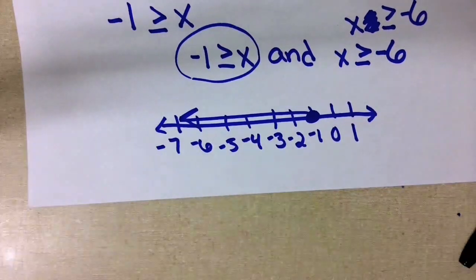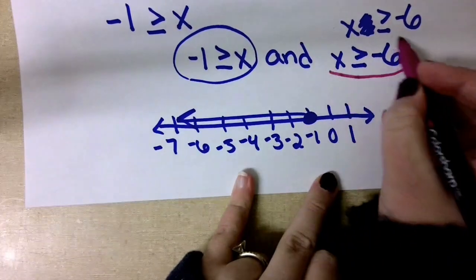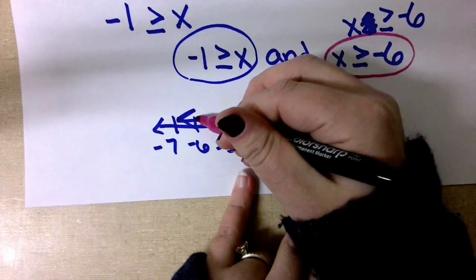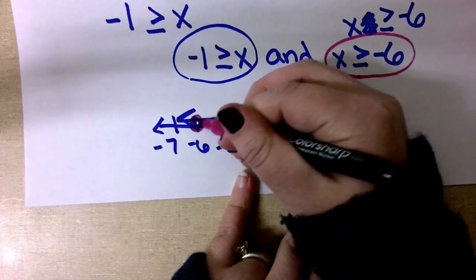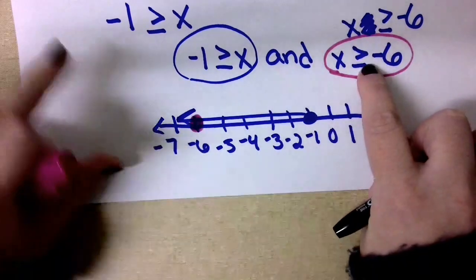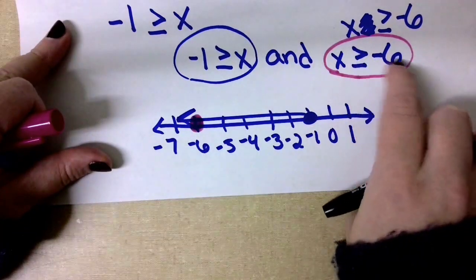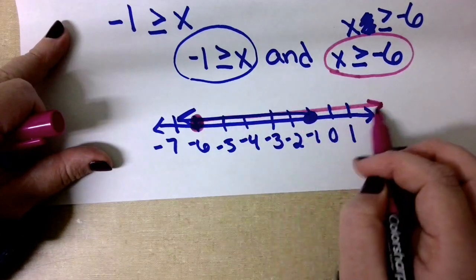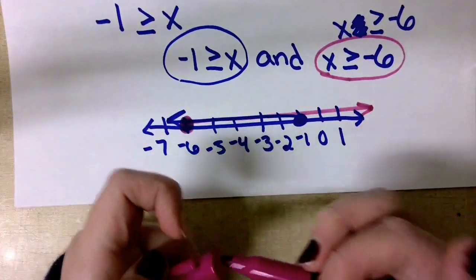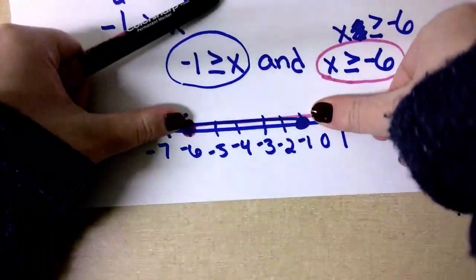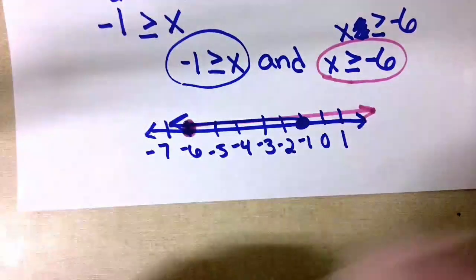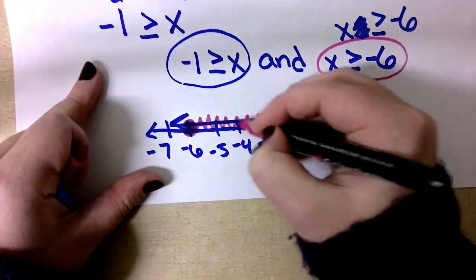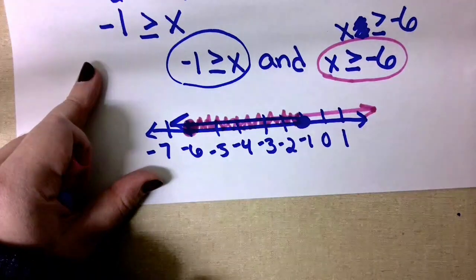And I'm going to do this one in pink. X is greater than or equal to negative 6. So go to negative 6, close the circle. And it's x is greater than, so all numbers greater than negative 6, which is this direction. Now if you notice, I told you it's only where it overlaps. So our final answer is just the information for the numbers that fall between negative 6 and negative 1.